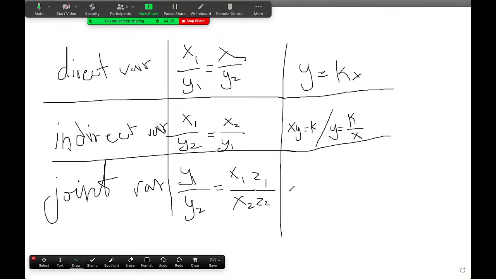And so this equation looks something like y1 over y2 equals x1 z1 over x2 z2? Yeah. Okay. And remember, if there's no operation between two variables, or between numbers and variables, then there's a multiplication sign there. So yeah, that's basically what joint variation is.